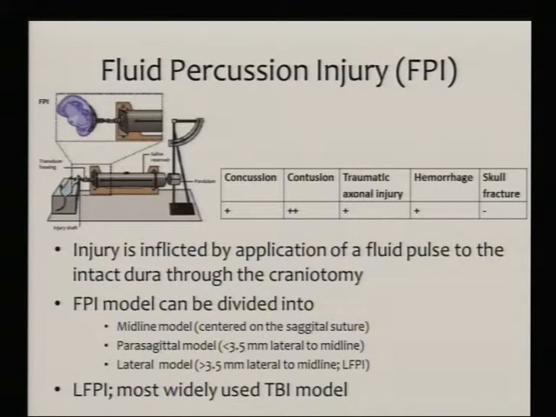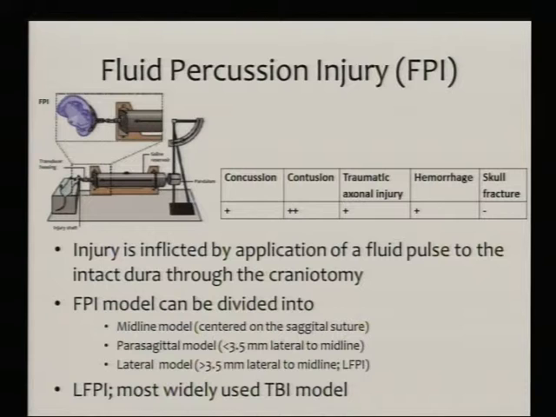The FPI model can be divided into three types based on the surgery. If we do the surgery at the sagittal suture, then it is known as the midline model. If it is not at the midline but somewhere lateral, less than 3.5 mm, that is the parasagittal model. And it is the lateral model if the distance is more than 3.5 mm lateral.